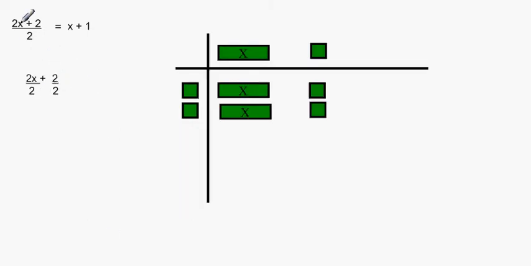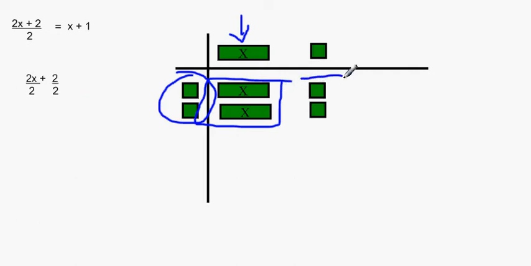Algebraically, we might look at it this way. We take the 2x plus 2 over 2. We say the 2x is over 2. So here's my 2x, and I have to cut it into two pieces. And my answer is going to be x. And here's my two individuals, and I have to cut it into two pieces because of this, and I get an answer of 1. So again, my answer comes out to be x plus 1.